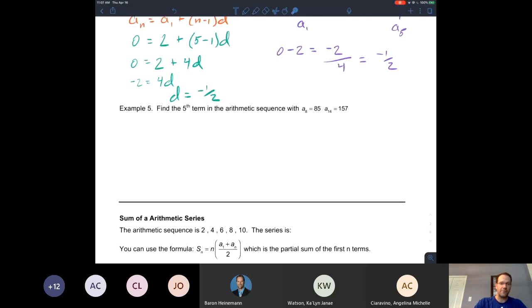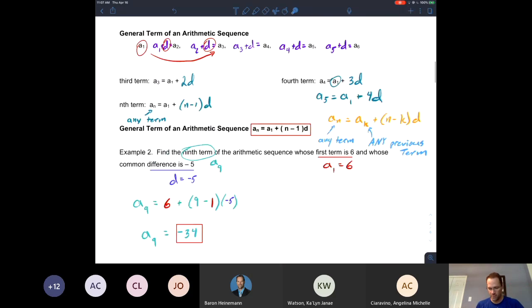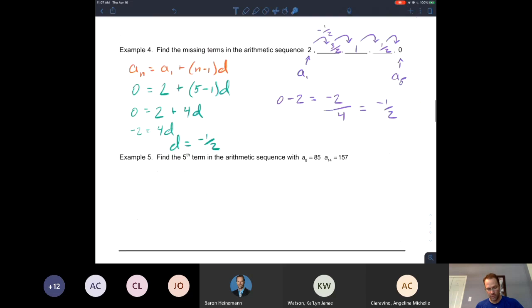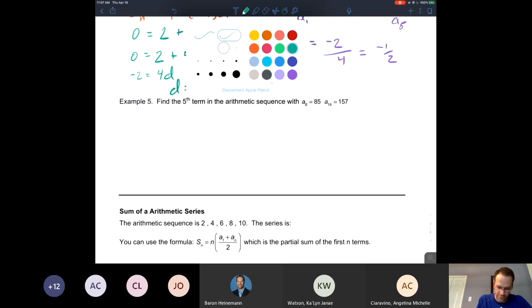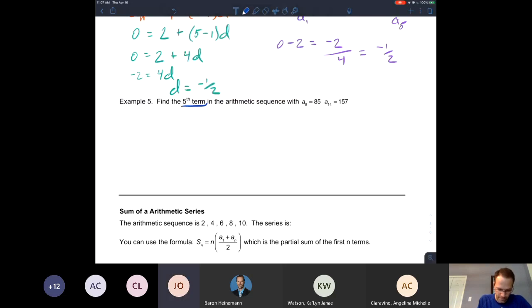All right. Number 5. This is where the modified formula that I gave you, this formula here that does not specify that I have to have the first term, is going to be helpful, because I don't have the first term in number 5. In number 5, they asked me to give the fifth term. They want this a sub 5. They gave me the 8th term and the 14th term. So I've got to kind of go backwards.